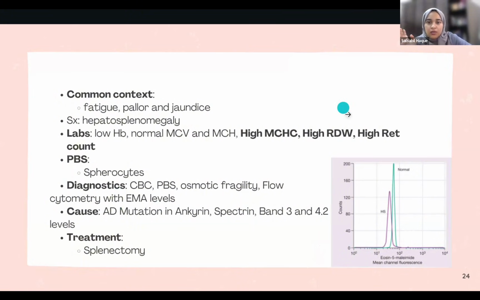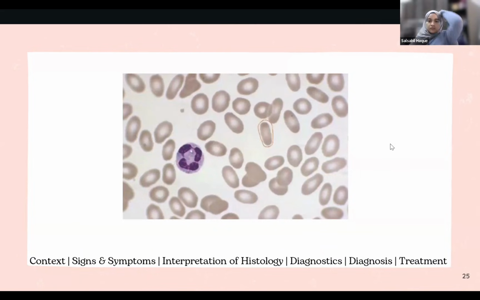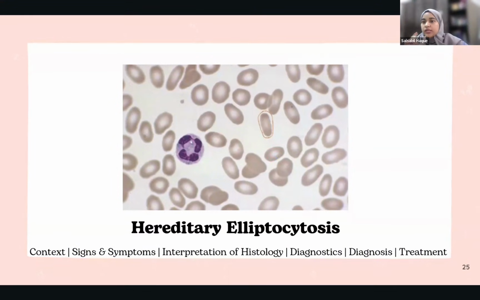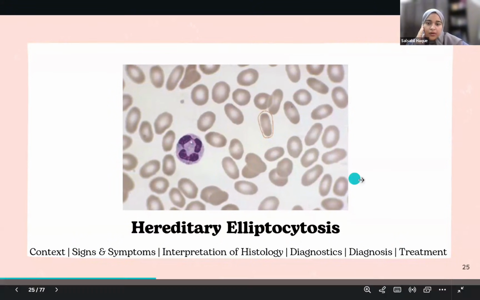Okay. Very similar. What do you see here? So here you see something called elliptocytes. Okay, so this is similar to spherocytosis, but it's called hereditary elliptocytosis. So in case they bring the picture, you need to mention elliptocytes because these are elliptical, oval shaped. Okay, the only difference here is the cytoskeletal protein that is involved. However, no need to know too much about it. Just know the name.